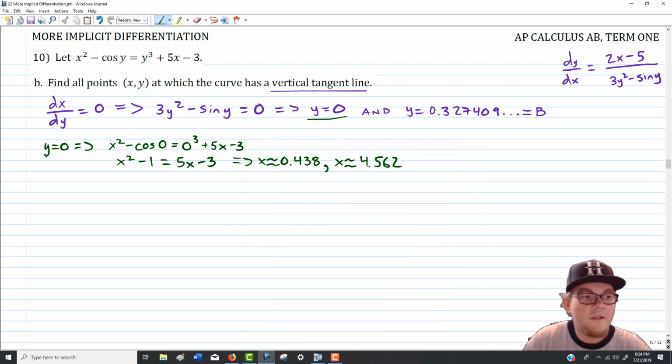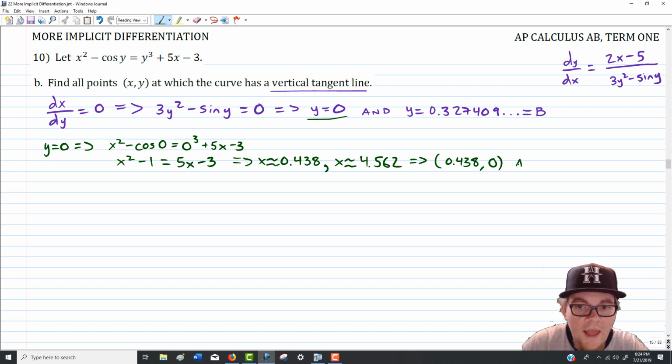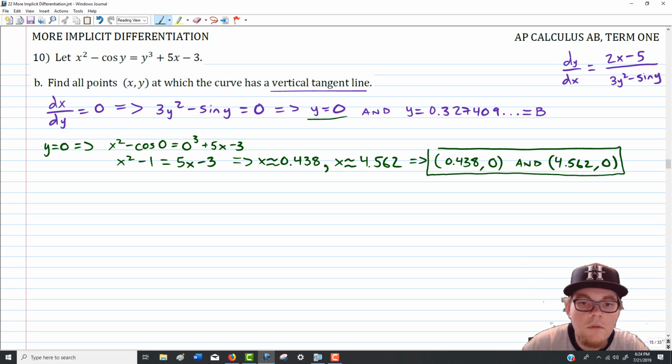And so what we've just found is that y equals 0 corresponds to 2 separate points. And that means the ordered pairs where there's a vertical tangent, 2 of them, are 0.438, comma 0, and 4.562, comma 0. So we have 2 points where the graph will have a vertical tangent.